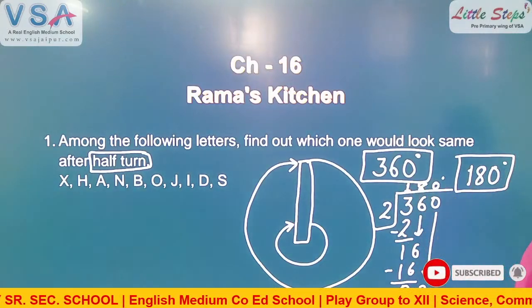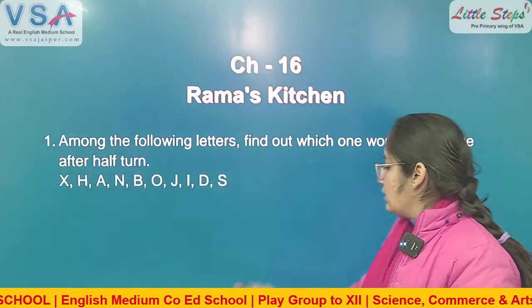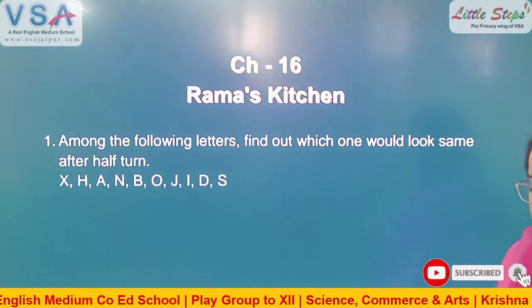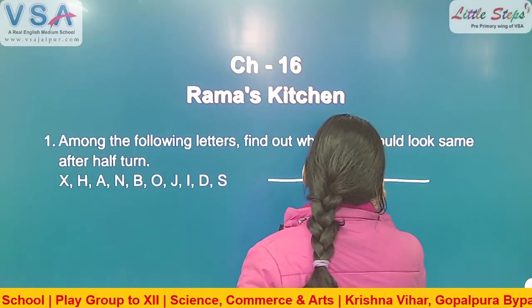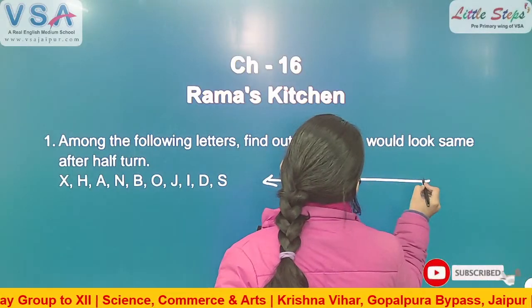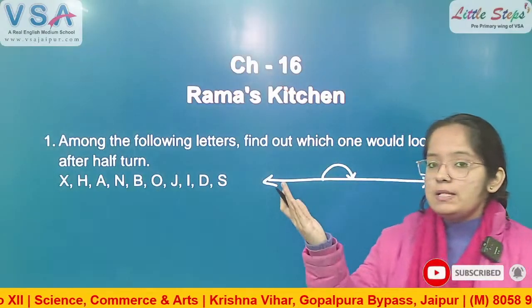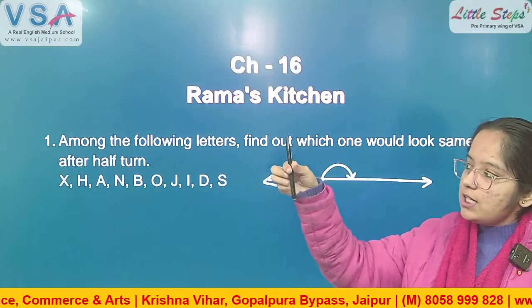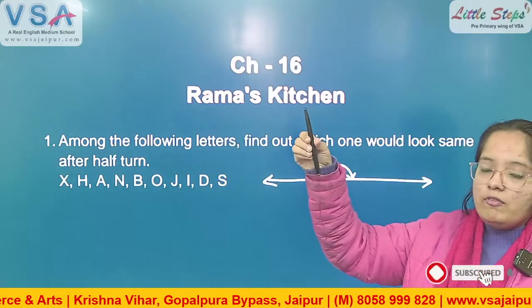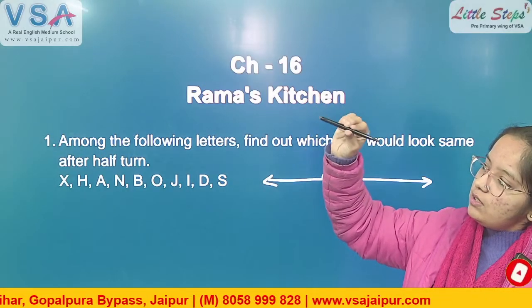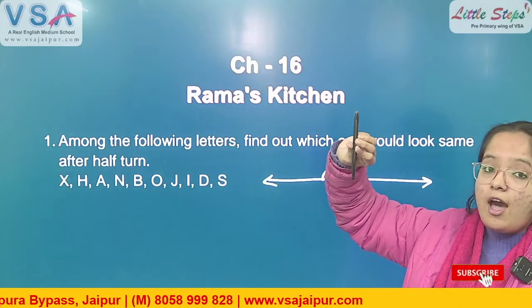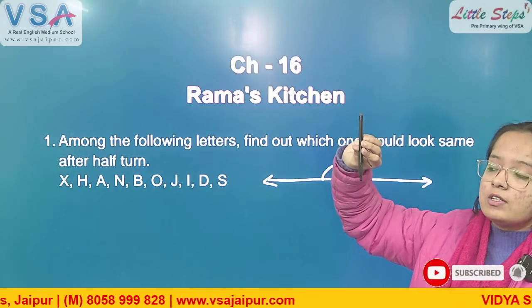Now we know that half turn means 180 degrees rotation. 180 degrees is what? A straight angle. If this is my object and we turn it by 180 degrees, this point will go from here to here. This is the half turn.